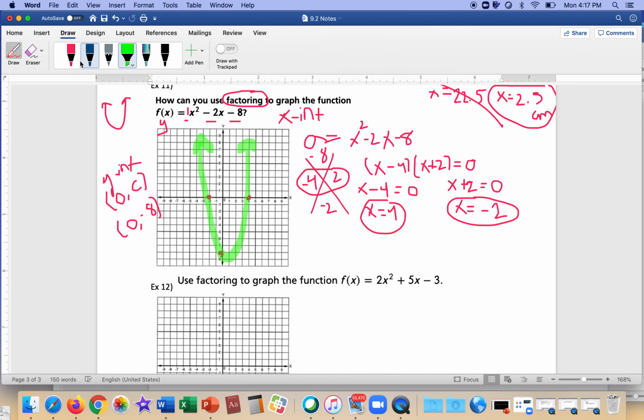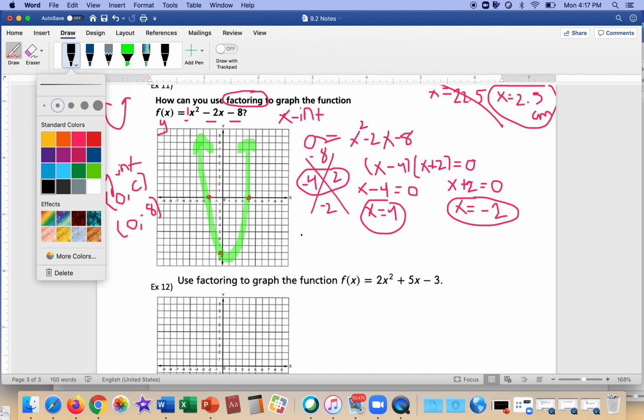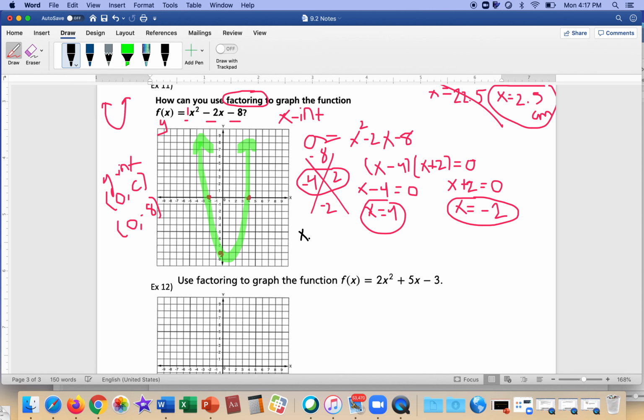For sake of practicing though, let's see if we can find the vertex. So the x-coordinate of our vertex is -b over 2 times a, so 2 times 1. So on top we have +2 over 2, which is 1.